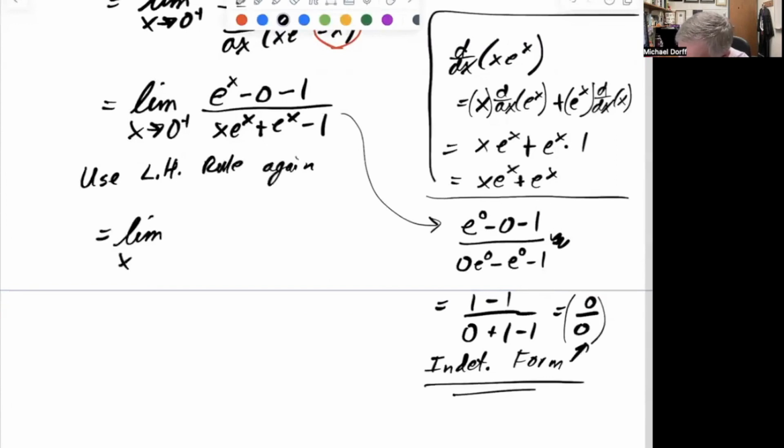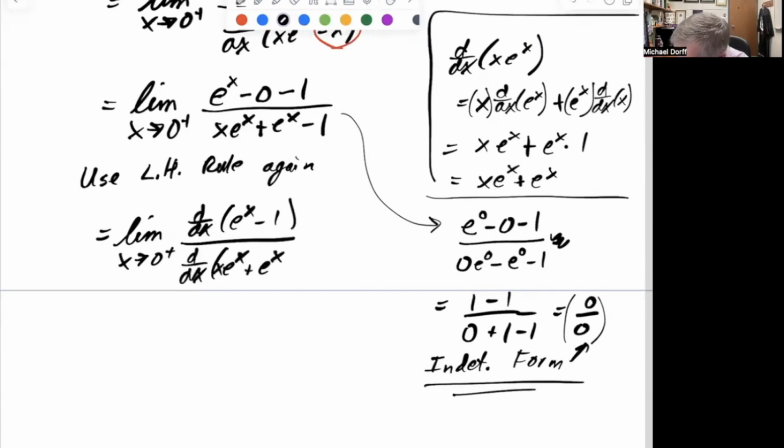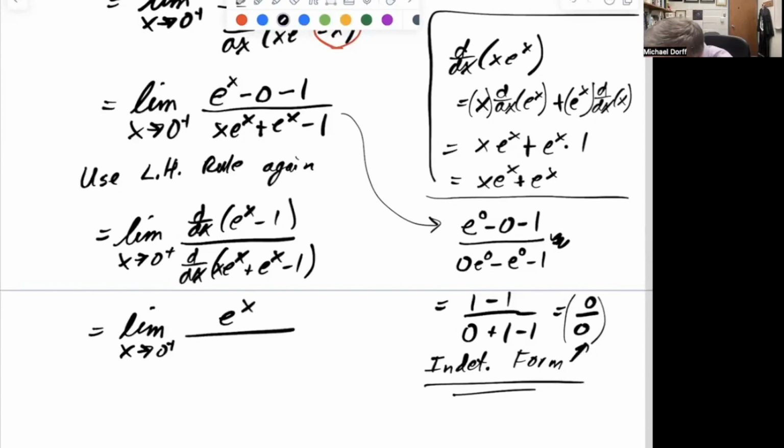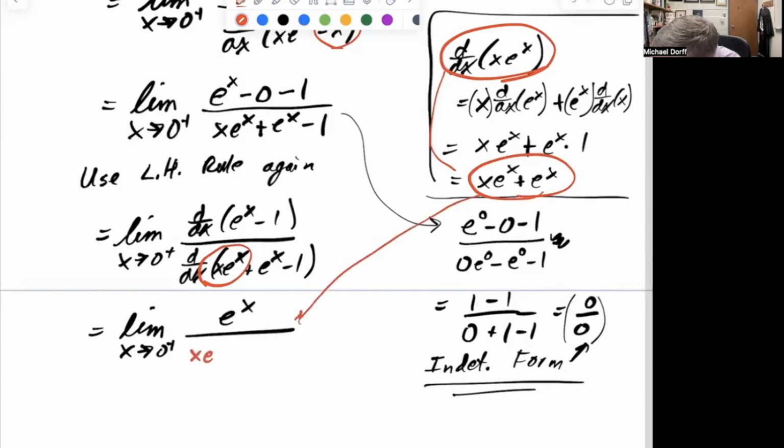And so now we have the limit as x goes to 0. We're going to take the derivative of e to the x minus 1 over the derivative of x e to the x plus e to the x minus 1. And that's going to give me the limit as x goes to 0 of e to the x in the numerator. And in the denominator, we can use the fact that the derivative of x e to the x, we saw, equaled this. So we're going to just put that down there. We're going to get x e to the x plus e to the x. And then we have the derivative of e to the x, so that's going to be e to the x. And then we have minus 1, whose derivative is 0.